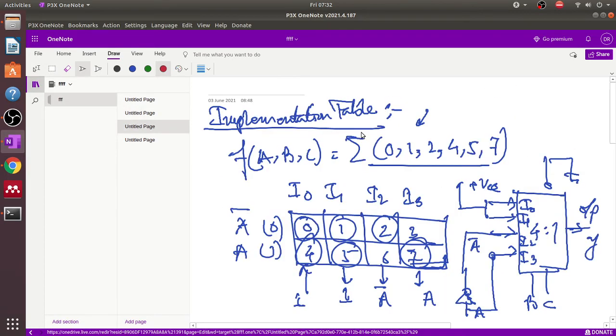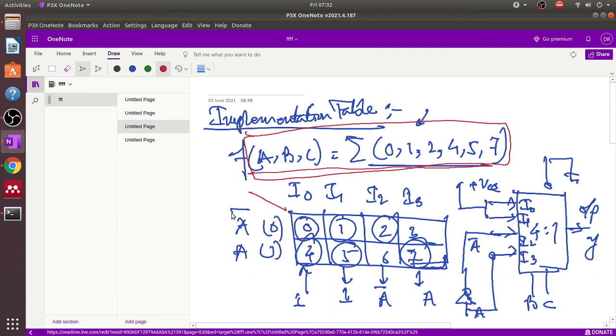Next one is called the implementation table. This is an 8:1 multiplexer logic. Say this is an algebraic equation. Consider this sum of products form represented by a 4:1 multiplexer. So what we will do is first design an implementation table.